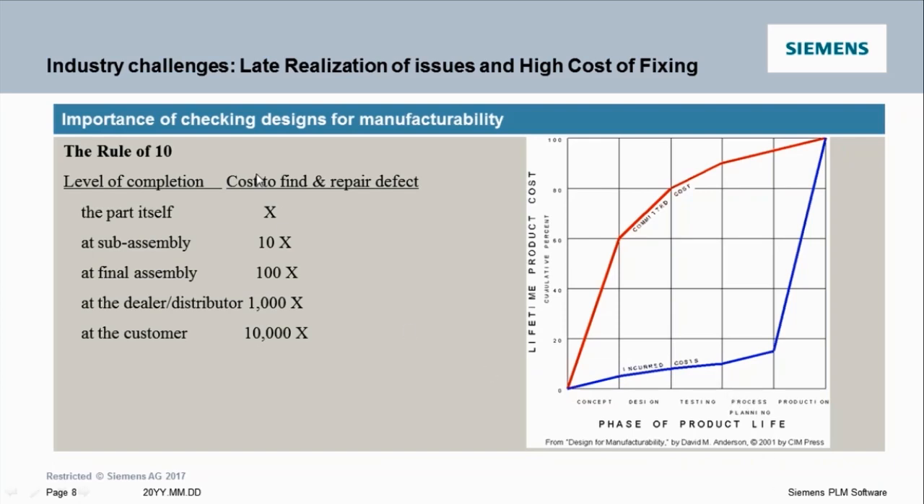So the rule of 10, which industry analysts talk about, is that if you identify the problem at the design stage, the cost may be X. As you go further, it can become 10X, 100X, and 1000X. So what it really tells us is that if you identify the issue pretty late in the product life cycle, the cost of fixing is really high.